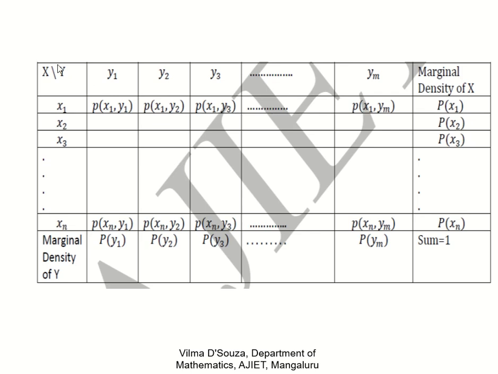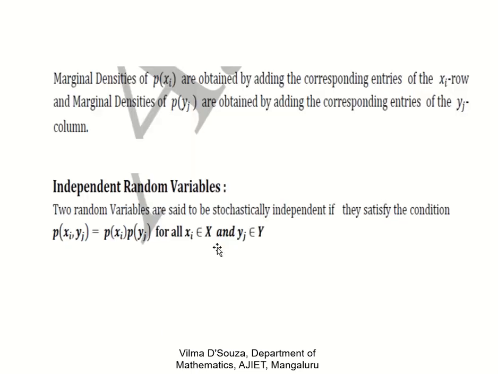We have also seen the probability distribution table, and how to write down the probabilities. These are the values of x, these are the values of y, and here the corresponding joint probability. The sum of all probabilities is equal to 1. These are the marginal distribution of x and this is the marginal distribution of y.